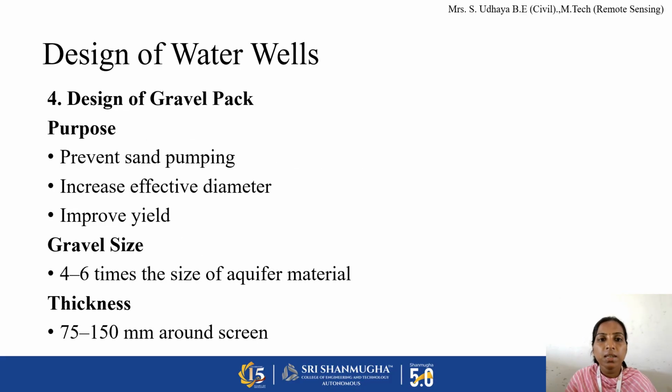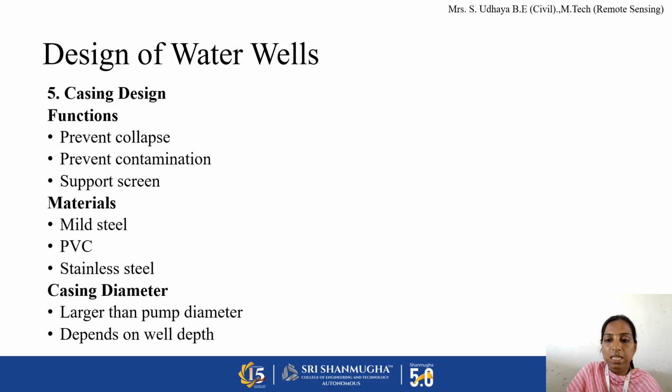Then we have to design the gravel pack for wells in order to prevent sand pumping, increase the effective diameter, and improve the yield. Gravel size should be 4 to 6 times the size of the aquifer material, and the thickness of the gravel pack should be 75 to 150 mm around the screen.